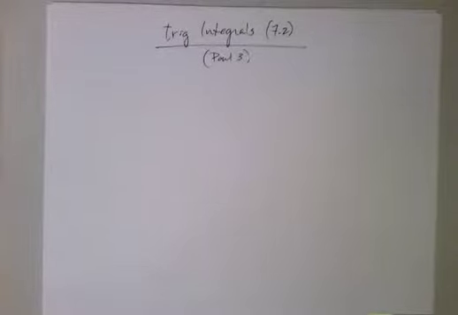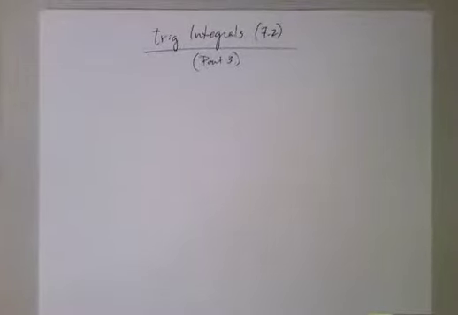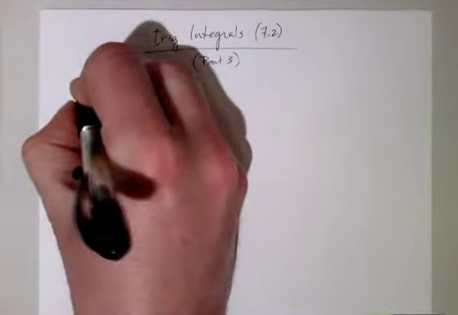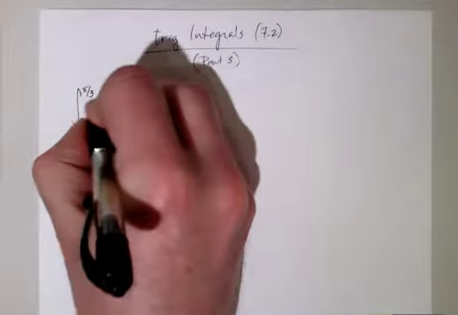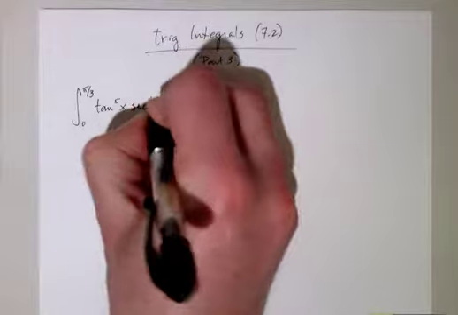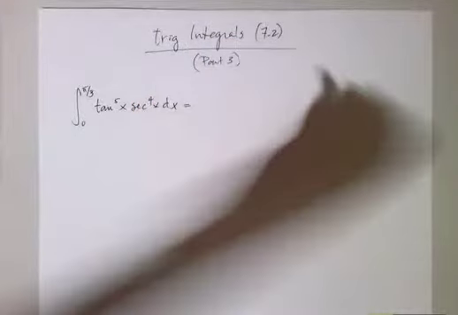Okay, third and hopefully final video on trig integrals. Now let's just go ahead and jump right in with an example of a definite integral. Okay, let's go 0 to pi over 3 of tangent to the fifth x secant to the fourth x dx.